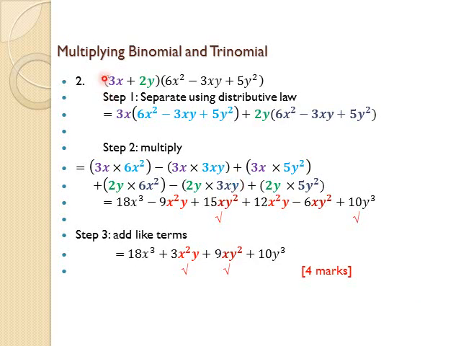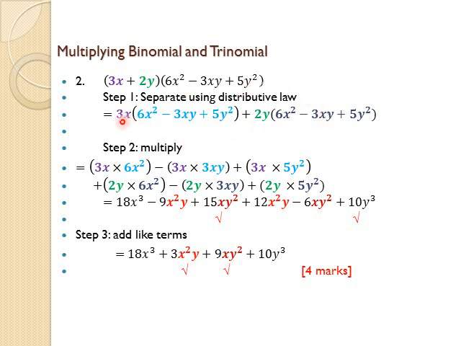Alright, if we look at the second problem, again I have 3x plus 2y, and they have 6x squared minus 3x plus 5y squared. Three terms, trinomial, two terms, binomial. So separate using the distributive law: 3x times all 3 terms in the bracket, plus 2y times all 3 terms in the bracket.